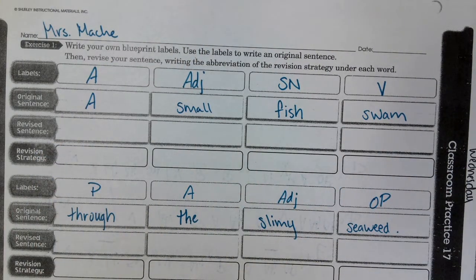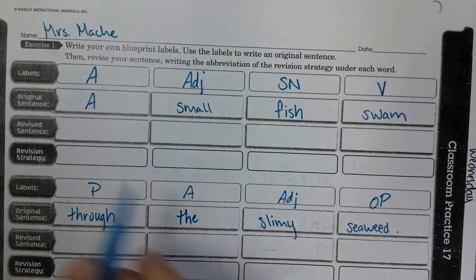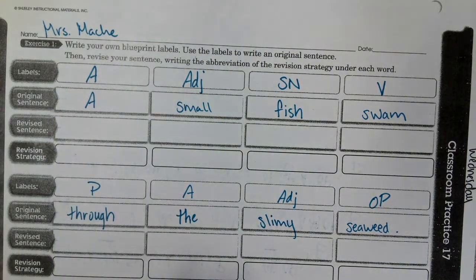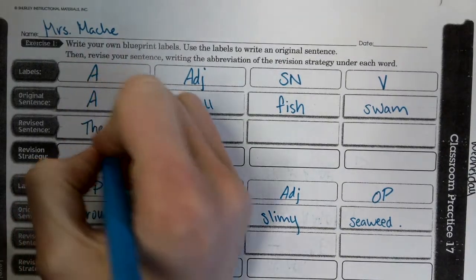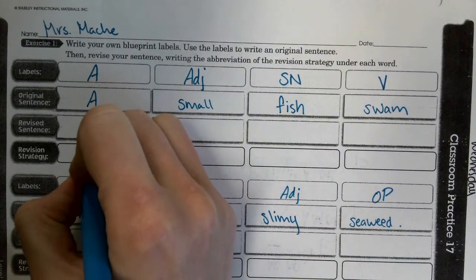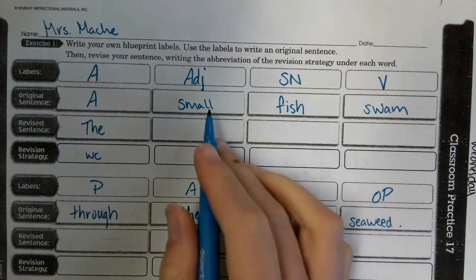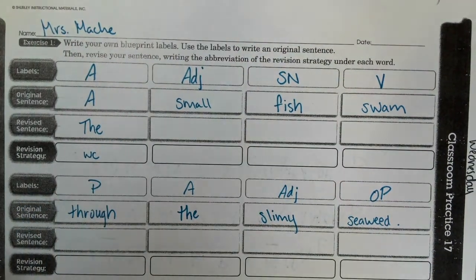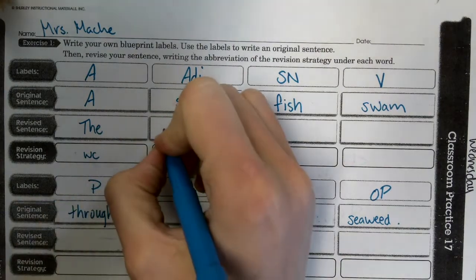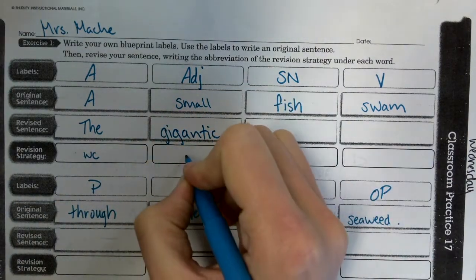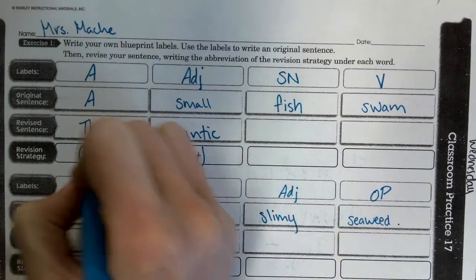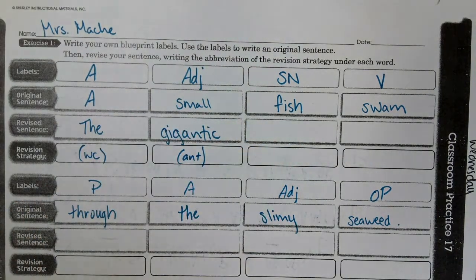Now let's go ahead and let's revise. Could we do something different instead of a? The? Yeah, we can do the. The. So that was just a word change. Let's do an antonym for small. What would be the opposite of small? Huge, but let's use a powerful word. I'm going to go gigantic. Gigantic, so that was an antonym.